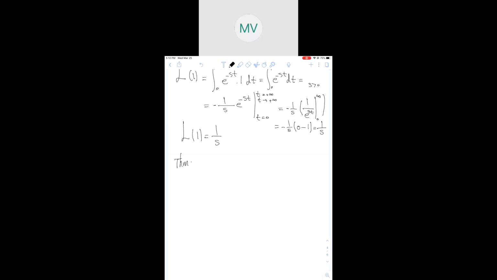All right. Let's talk about a theorem. It's going to help us. Because someone might ask, well, what is Laplace of 2? Well, this theorem is going to help us. Theorem?